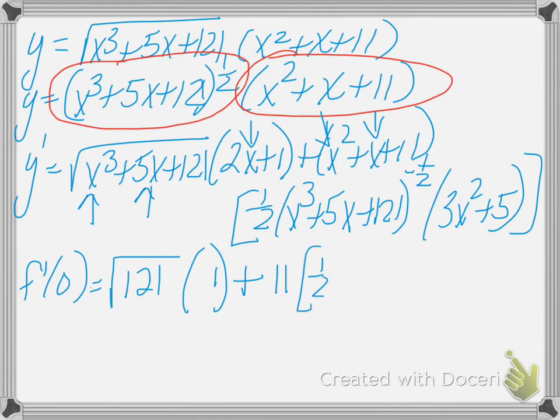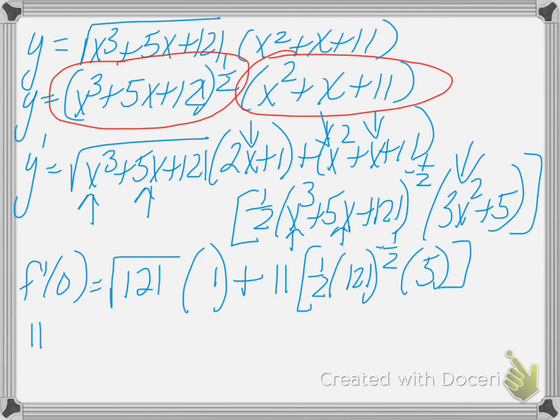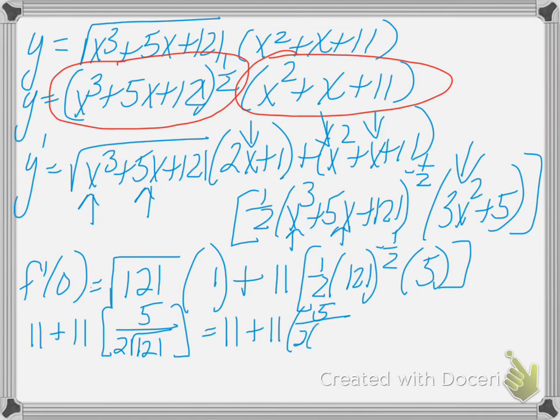Okay, I'm going to carry down that 1/2. That gives me 0, that gives me 0, and I just have 121 to the negative 1/2. And then if I put 0 in there, that just becomes 0, and I have a 5. So now I just have to work this out. So square root of 121 is 11, and 11 times 1 is just 11. Plus 11 times, we have a 5 over 2 radical 121. So we have 11 plus 11 times 5 over 2 times 11.